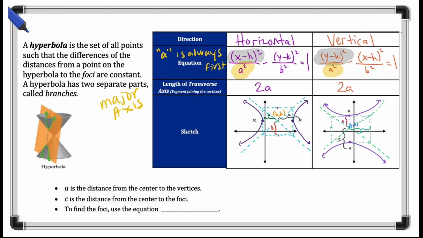You have some sketches here, and we'll talk about why the box and the dotted X is important when you are drawing your hyperbola. Some things to remember as well: a is the distance from your center to the vertices. c is the distance from the center to the foci, so that's very similar to what you had in the ellipse. To find your foci, you're going to use, again, a very similar equation. However, it is c squared equals a squared plus b squared.